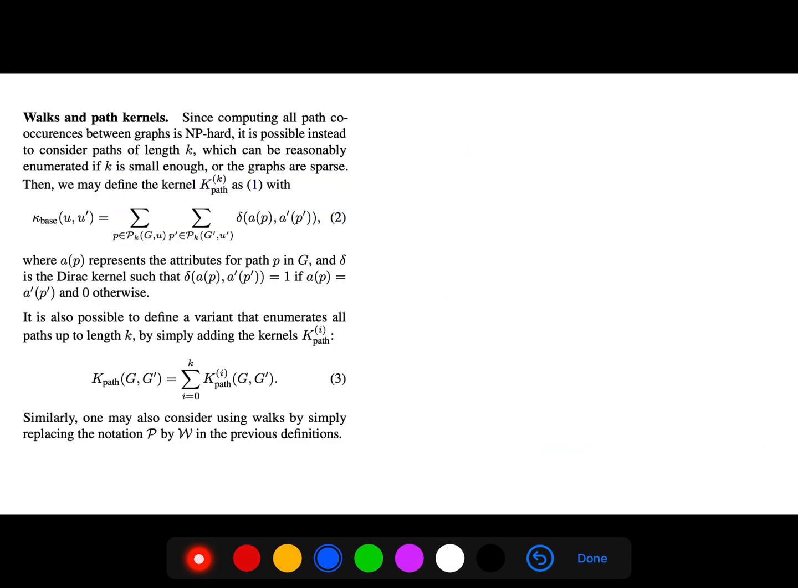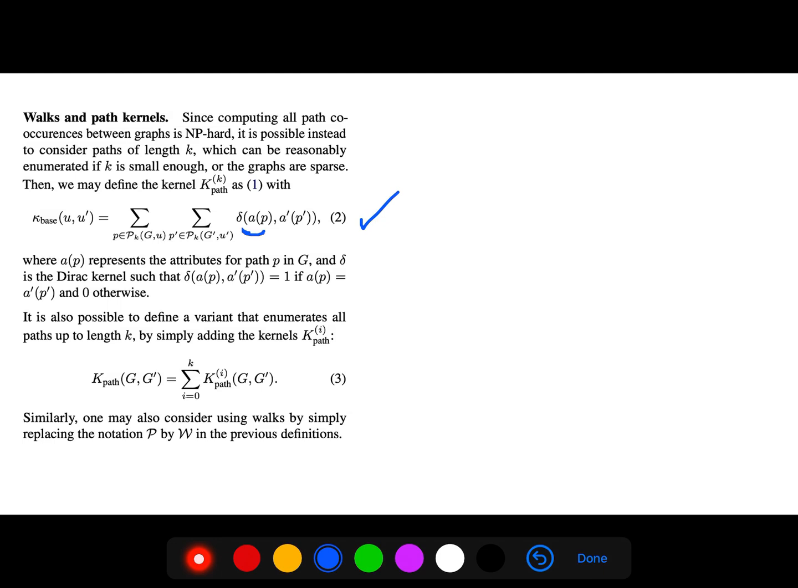Also, you can create a different way for these base kernels. You can design differently. Since computing all path occurrences between graphs isn't hard, it is possible instead to consider paths of length k, which can be reasonably enumerated if k is small enough or the graphs are sparse. Then we may define the kernel like this, where a here represents attributes for path p, and delta is the Dirac kernel.